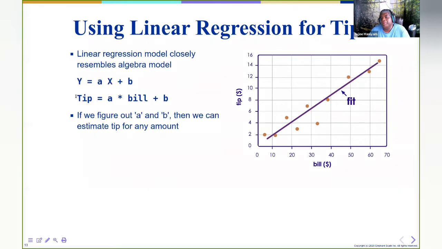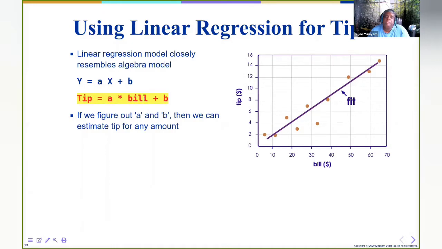I say tip amount, because that's my y, right? That's what I'm trying to calculate. It is equal to a times, we don't know what the a is just yet, bill amount plus b. This is my equation. So now my goal is to find a and b. If I find a and b, this formula will be complete.